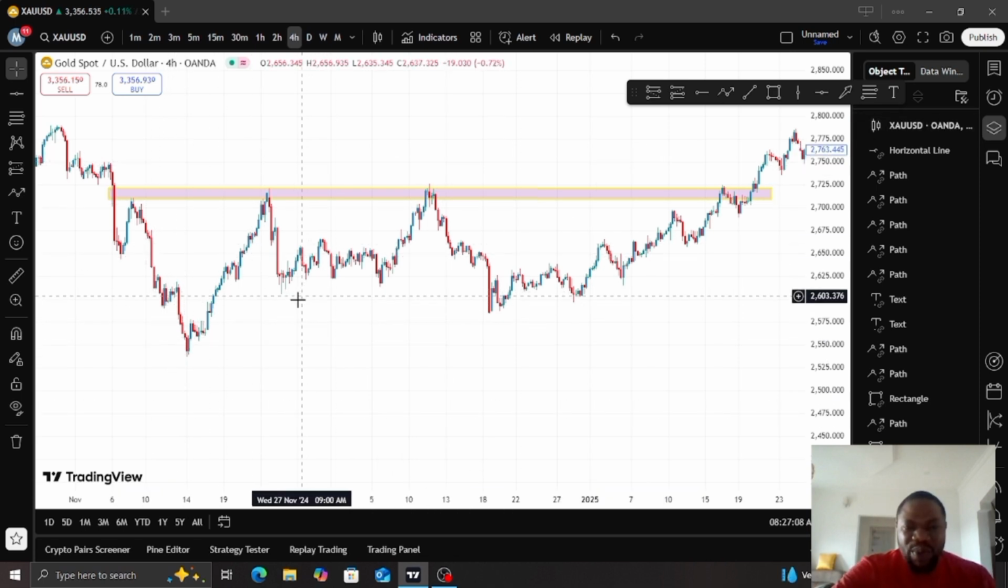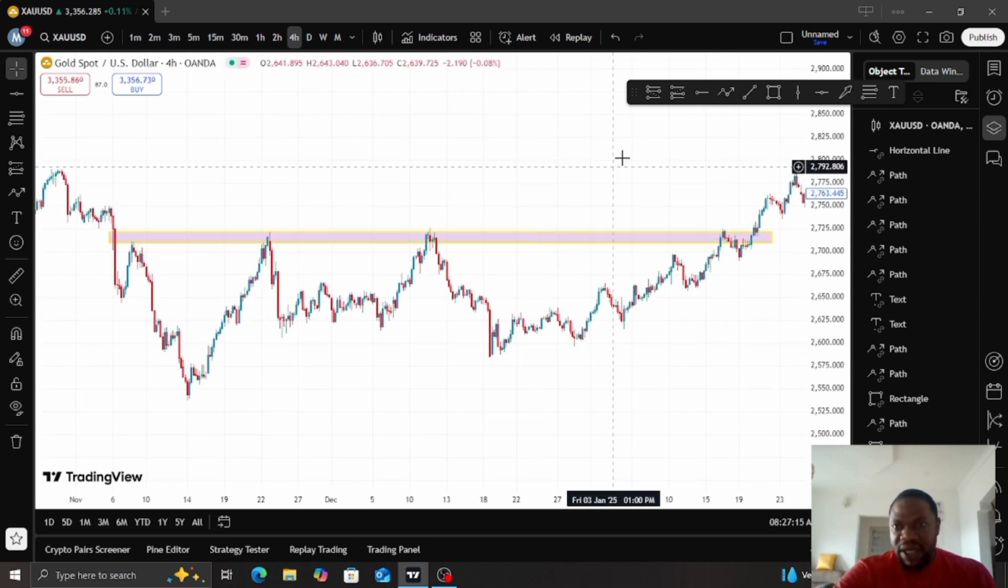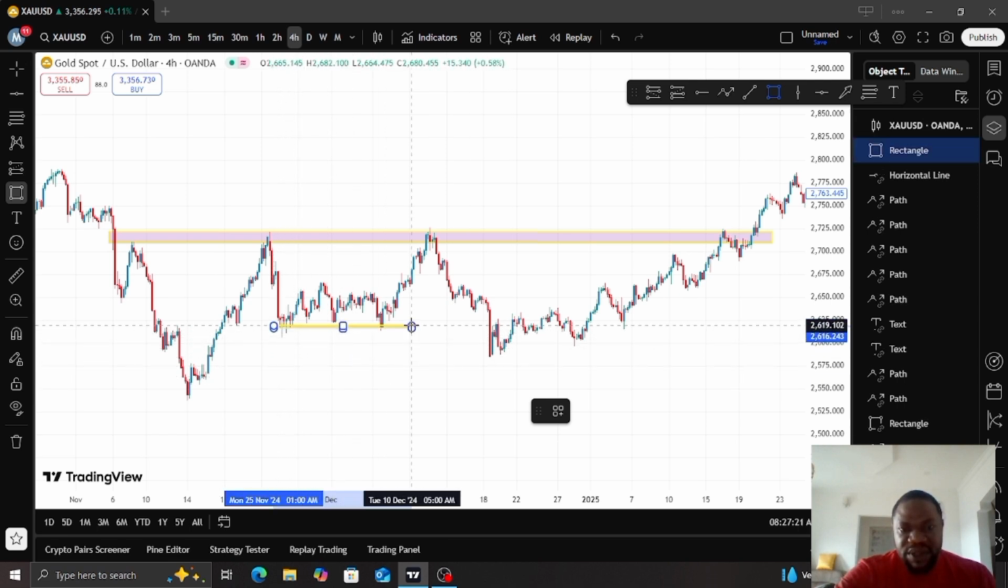And likewise, the support level. Let us use this point now. You can see that price rejected at this point. You can see this point. Price rejected here. Let us use this.